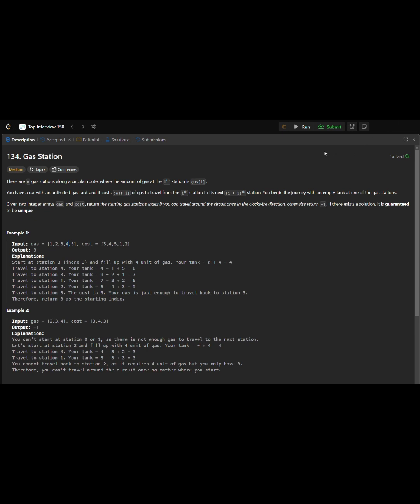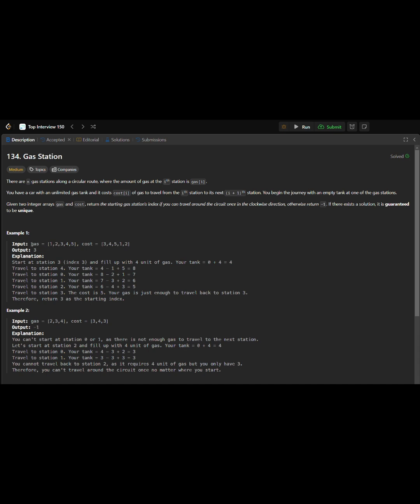We are looking at question 134 in Leetcode top interview 150. This is about gas station, and the goal is to find the index of the gas station you can start with, and then make a complete circle around and back to this gas station.